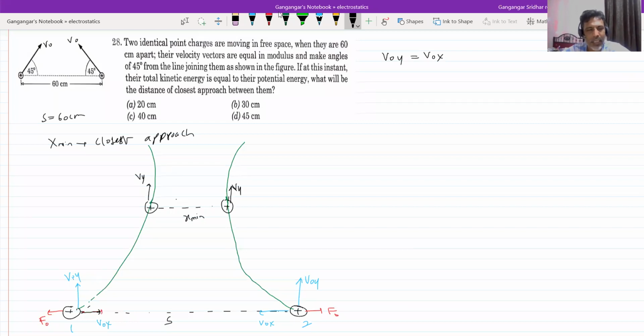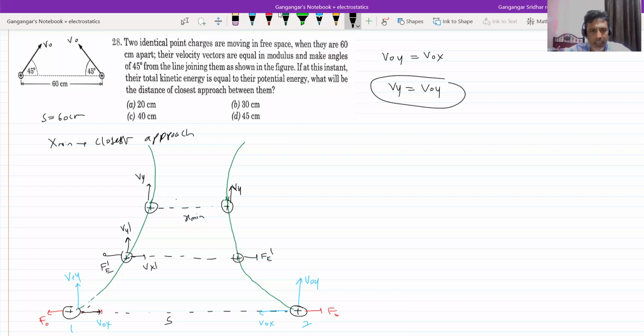What happened to Vy? How to get that Vy? Is Vy equal to V naught y? Yes, it should be, no? Any reason for this? How will the electrostatic force act at all the positions? If you want to take one more intermediate diagram here also, the electrostatic force will be acting in this direction. And the particles will have velocity in this direction, Vy dash, Vx dash. Fine. So what should happen to the vertical component? It should remain the same. So I'll write Vy equal to V naught y.